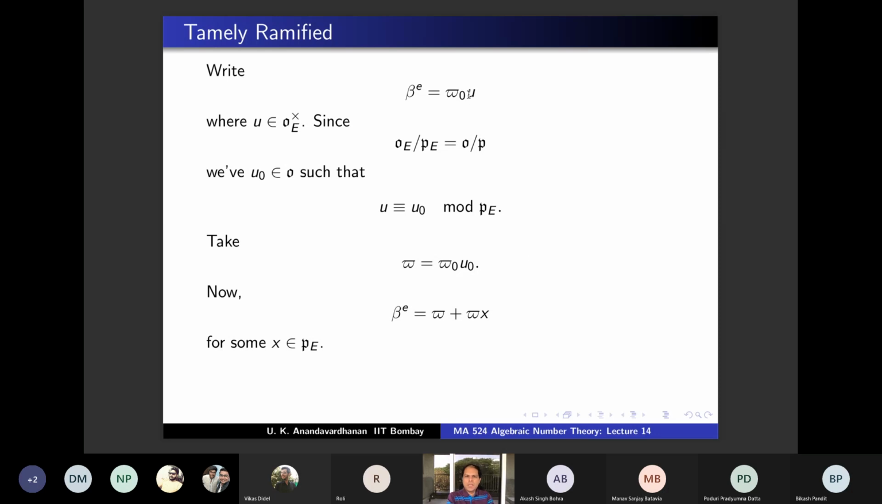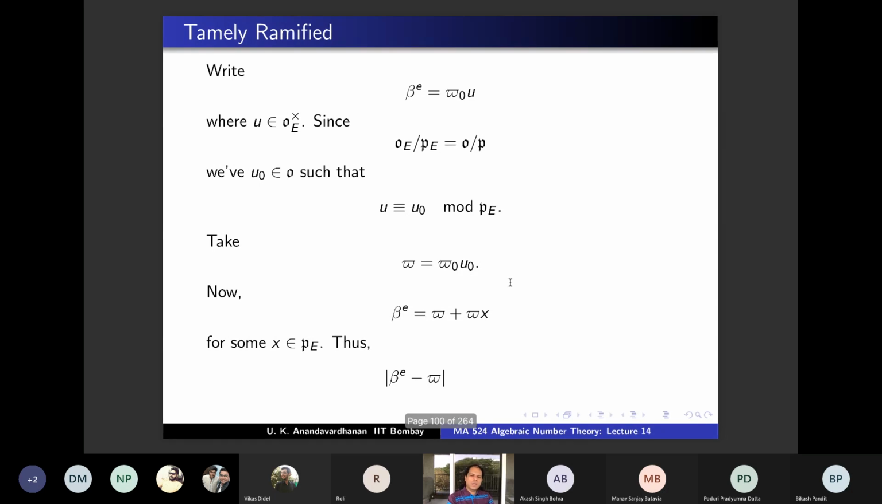Because you are replacing with u naught plus x. So what you have is pi naught u naught plus pi naught x. Pi naught u naught is pi, so the remaining thing you get is pi naught x. Let's say pi naught y, where y is in PE, but I adjust it by multiplying by u naught and u naught inverse, so you can take x to be in PE. Okay, pi x where x is in PE.